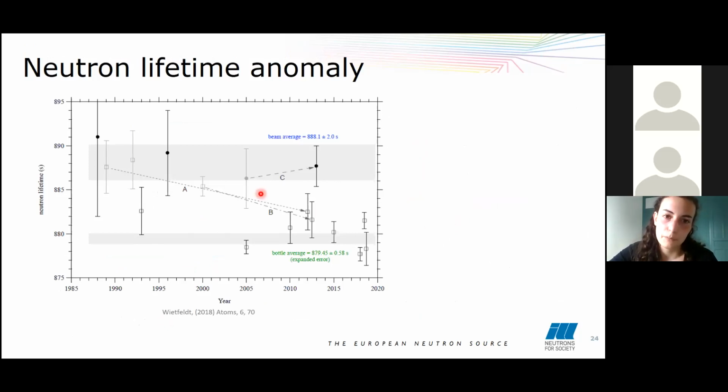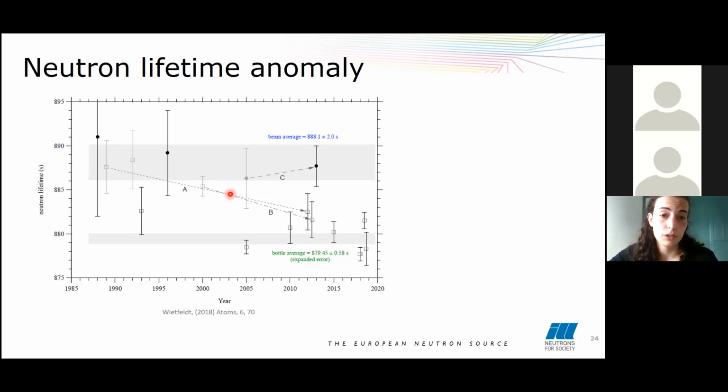Here I put a summary of all the measurements of the lifetime of the neutron. Solid circles indicate the beam method, and open squares indicate bottle measurements. There are also these gray points, which means that the measurement has been withdrawn or just replaced by later work. The discrepancy of the results is quite significant. It's about 8 seconds, which corresponds to almost 4 sigma. And it is called the neutron lifetime anomaly.